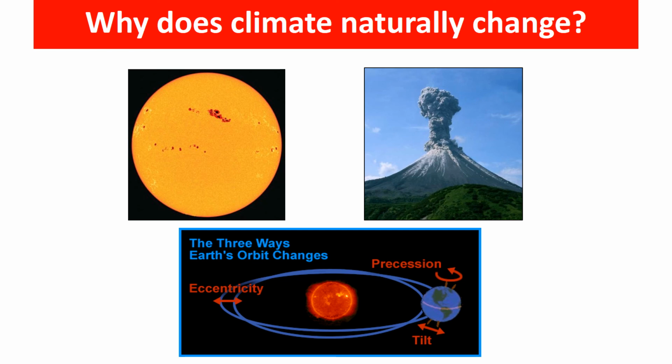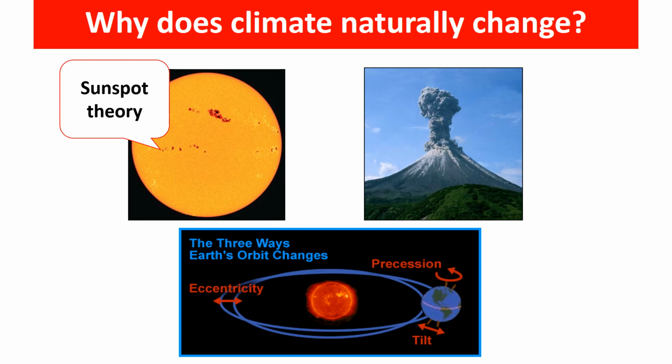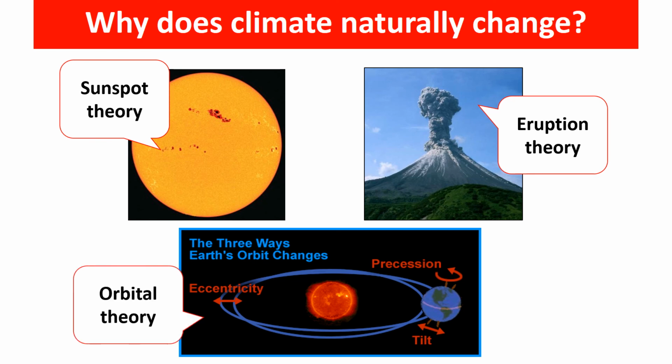There are three main ways that we can explain this change. The first one is the sunspot theory. The second one is the eruption theory. The third one is the orbital theory, or the Milankovitch cycles. Okay, so what I'm going to do now is talk you through those three different theories, because you need to understand what they all mean.